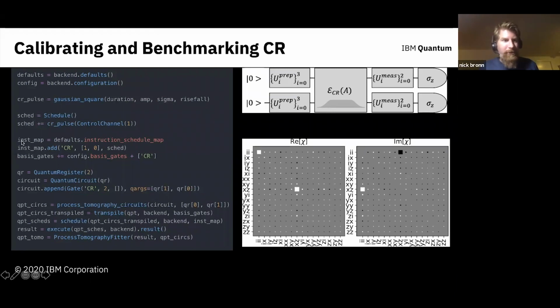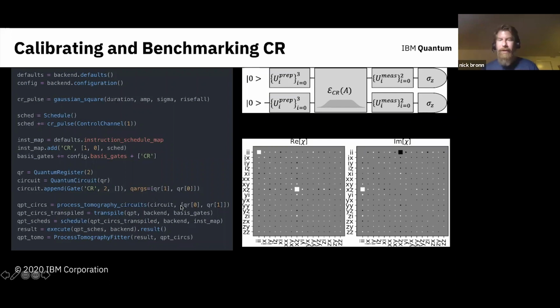You can create a schedule, and then you can look at the actual backend map, and you can pull the instruction schedule map from that, which gives you the native gates that run on that particular piece of hardware. And then you can add your new CR gate to it, and add your CR gate to the new basis sets. And then you can start appending your CR gate that you just constructed in a gate type way. You're adding the pulse to your construction, and then you can start doing process tomography, transpile that back down to something that would execute on the system, and then fit your results.